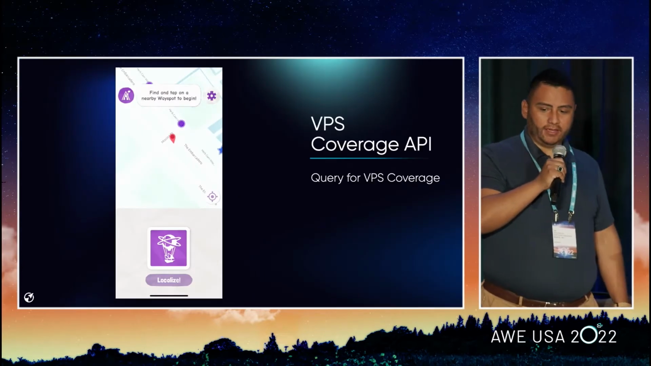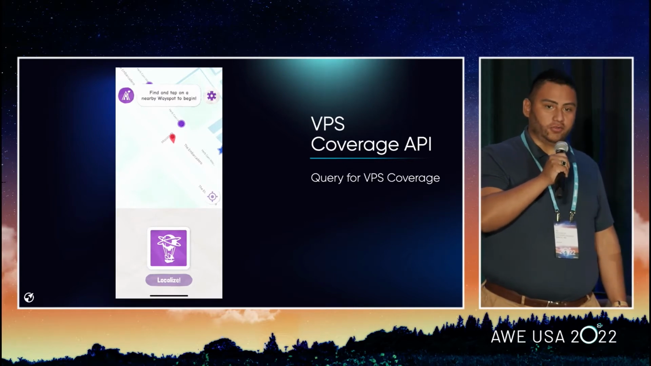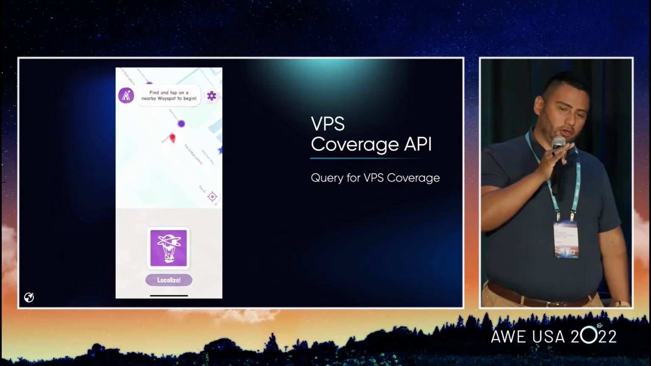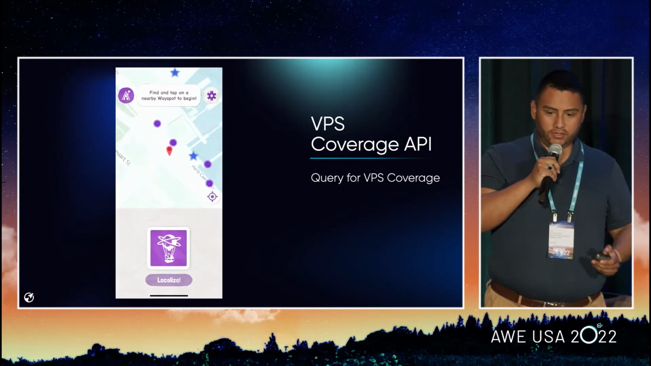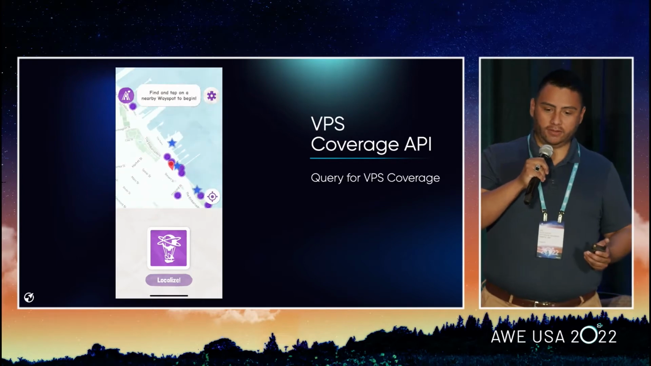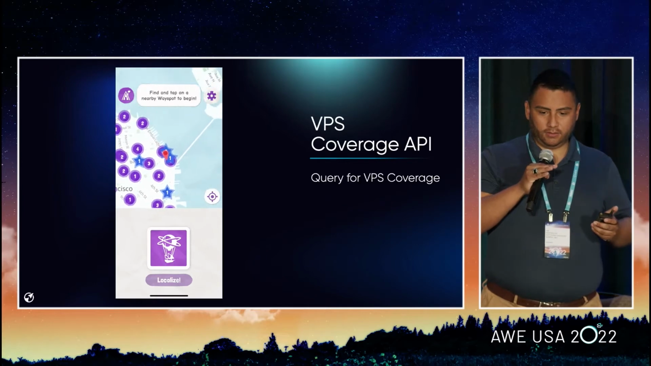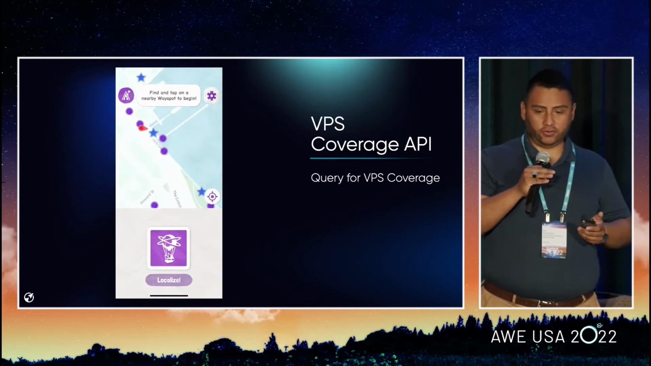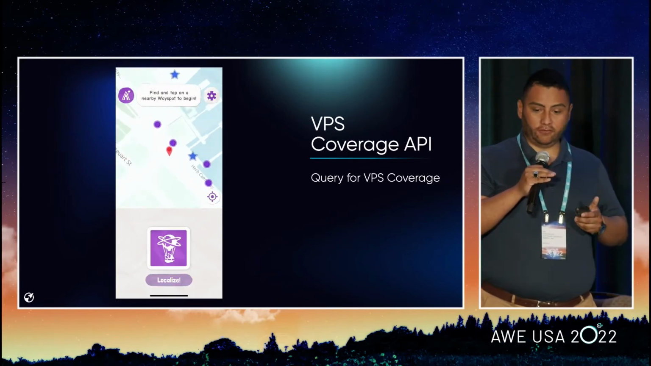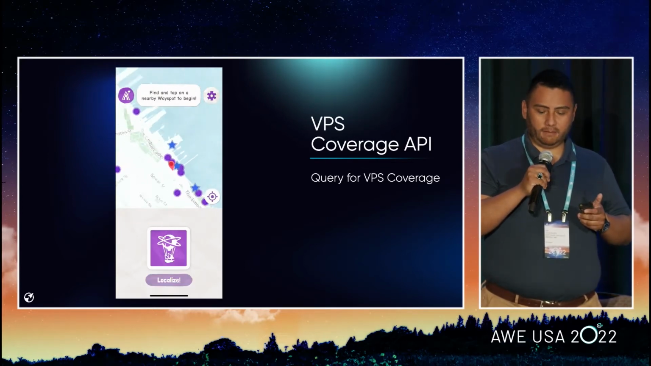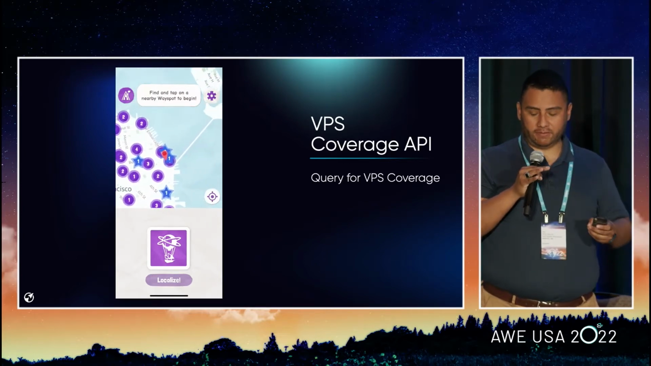The VPS Coverage API is basically a way for developers to guide users to successful localization. If we go back to the AR Voyage example, we see a map view with specific points that are Wayspots. This is very helpful to guide users to specific points in the real world. We also see information about these Wayspots that lets the user know exactly what they need to be looking at in order to have an immersive experience.